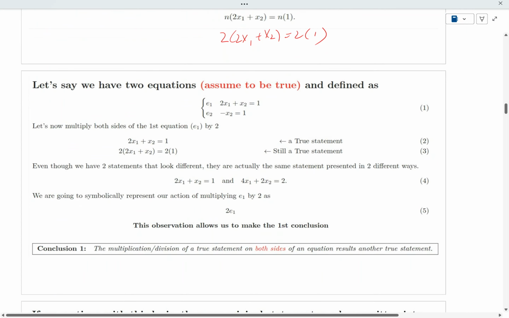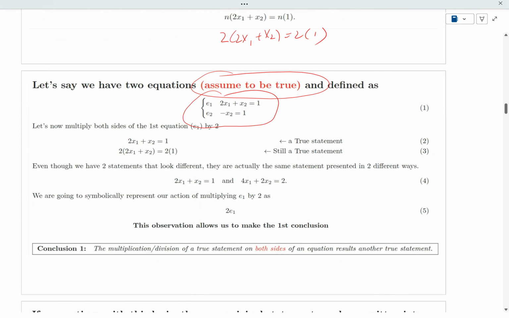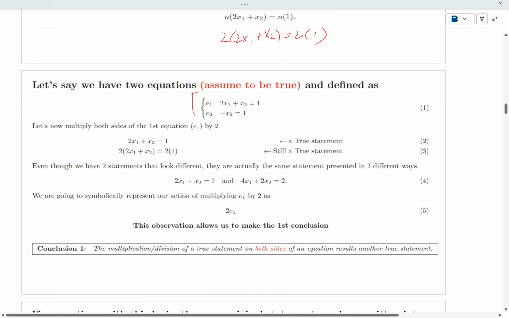Let's say we have 2 equations. So let's say instead of just one, we have 2, and we assume these 2 equations to be true, which we define here. Equation 1, equation 2. We're going to call equation 1 E1, and equation 2 E2. Now, if we multiply both sides of equation 1 by 2, we're going to get a different equation, right?